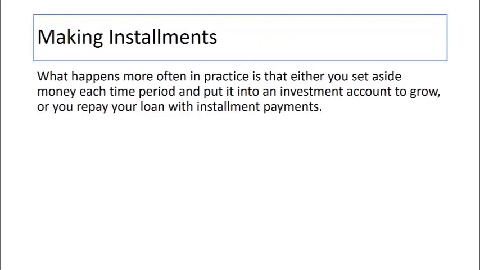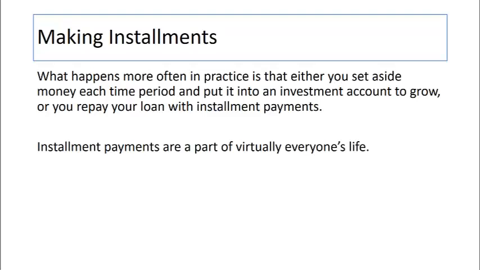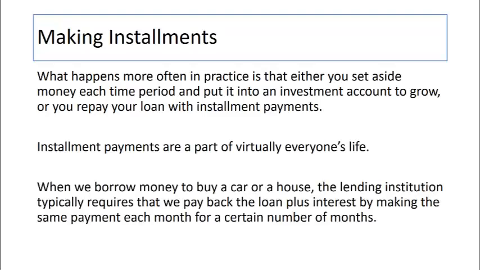What happens more often in practice is that either you set aside money each time period and put it into an investment account to grow, or you repay your loan with installment plans. Installment plans are a part of virtually everyone's life. When we borrow money to buy a car or a house, the lending institution typically requires that we pay back the loan plus interest by making the same payment each month for a certain number of months.